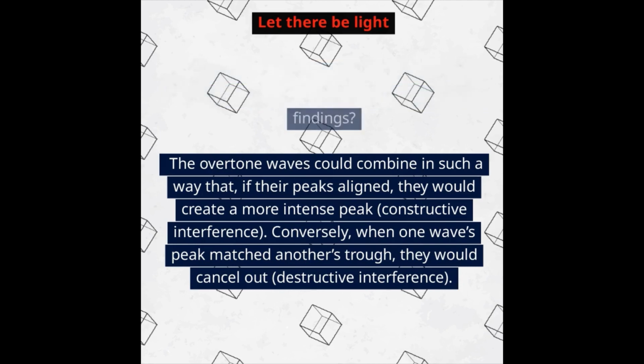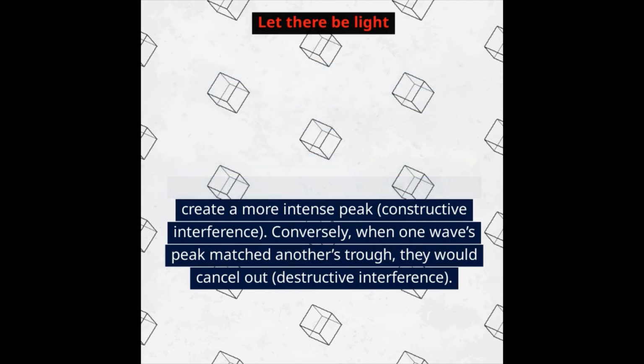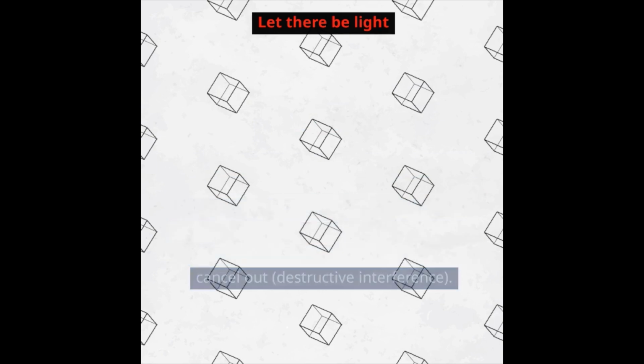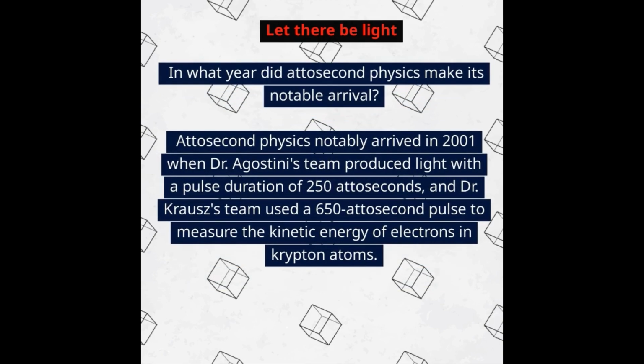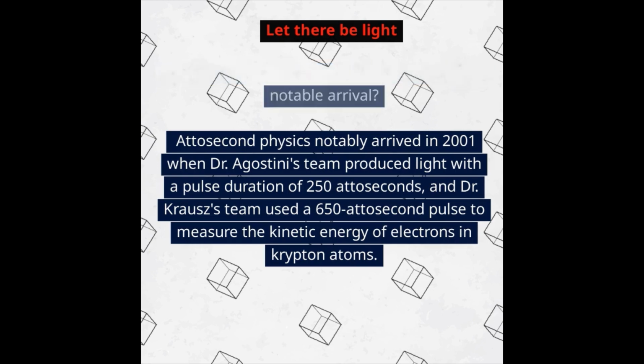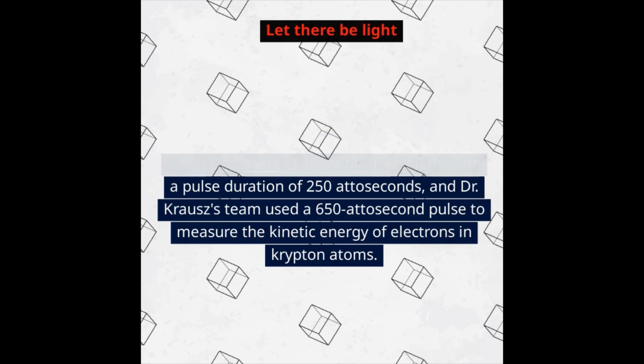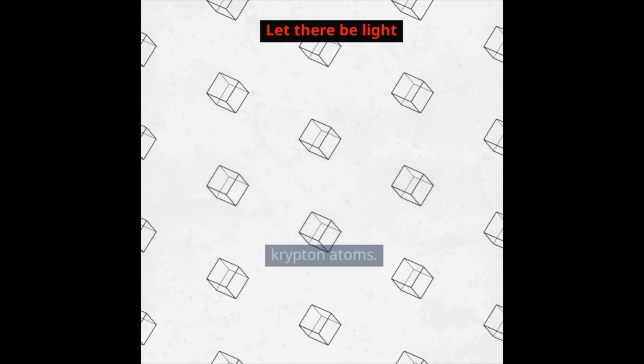Conversely, when one wave's peak matched another's trough, they would cancel out, destructive interference. In what year did attosecond physics make its notable arrival? Attosecond physics notably arrived in 2001 when Dr. Agostini's team produced light with a pulse duration of 250 attoseconds, and Dr. Krause's team used a 650 attosecond pulse to measure the kinetic energy of electrons in krypton atoms.